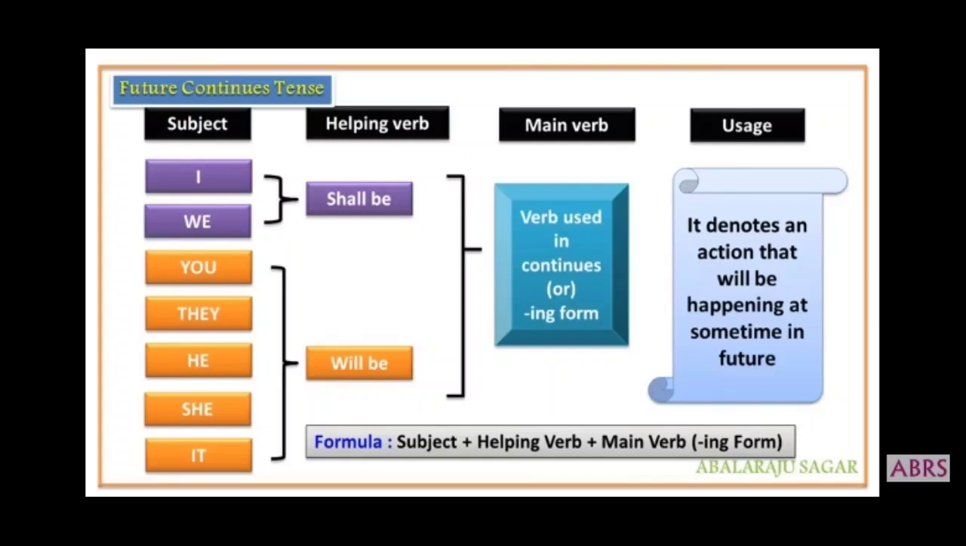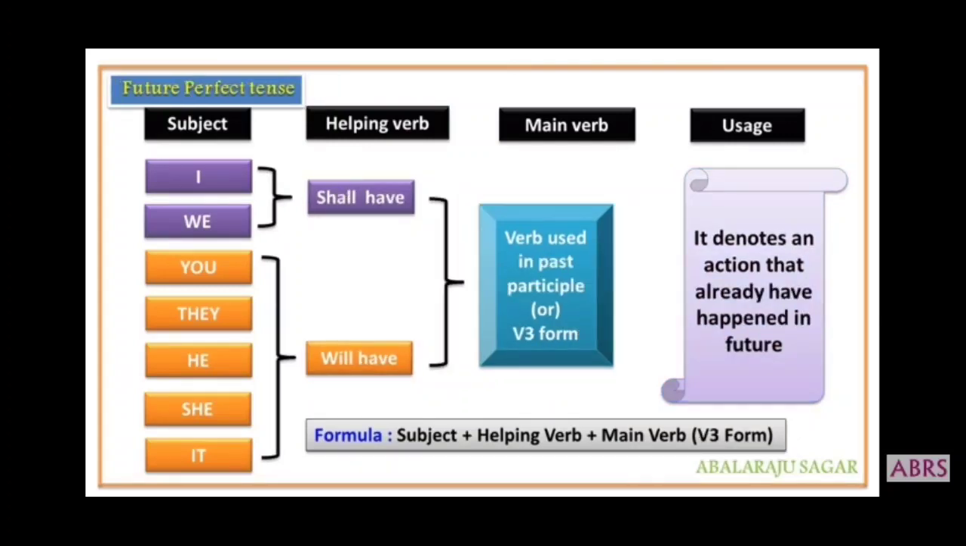Okay. Next is future perfect tense. For the subjects I and we use shall have and then V3 form of the verb. Okay. And for the subjects you, they, he, she, it, we use will have and then V3 form of the verb. So the formula is subject plus helping verb like shall have or will have and then main verb V3 form, okay, past participle. It denotes an action that already will have happened in the future.